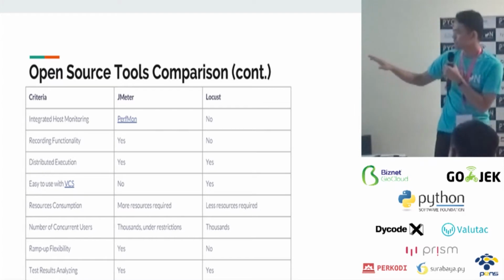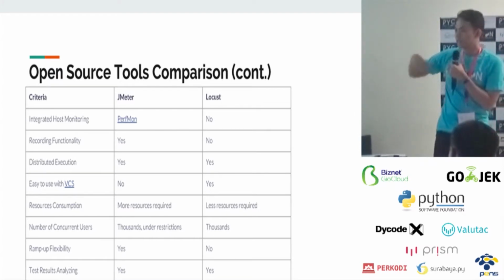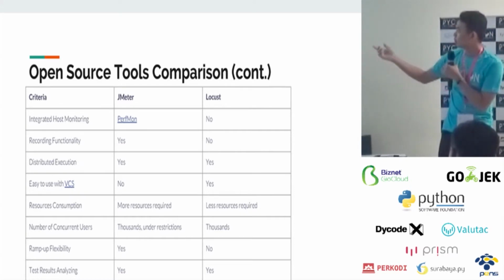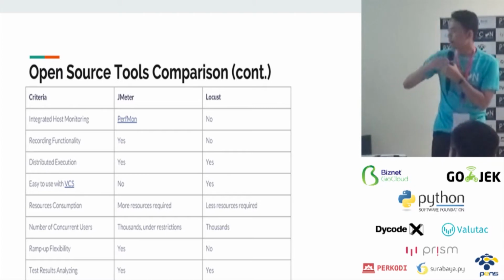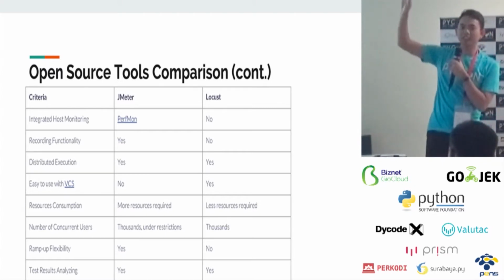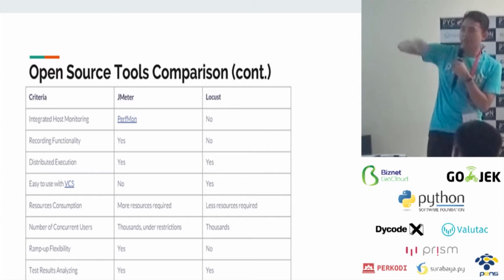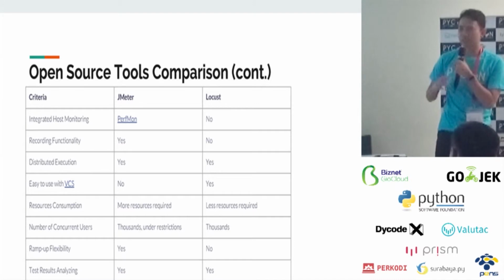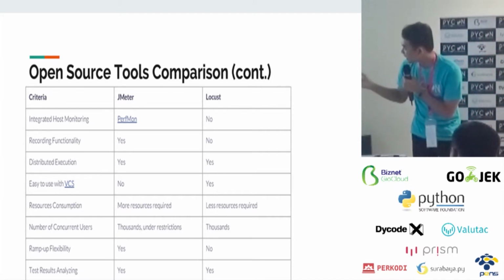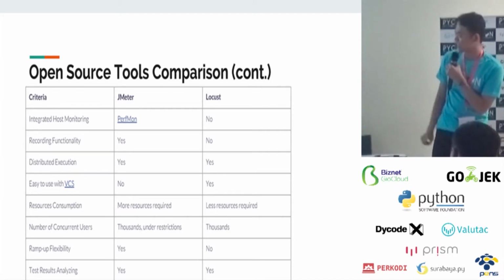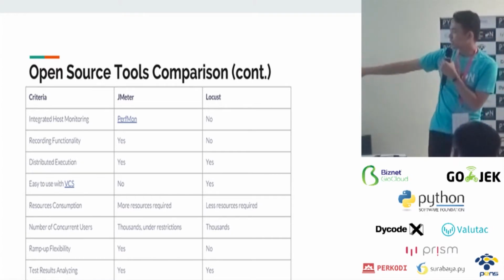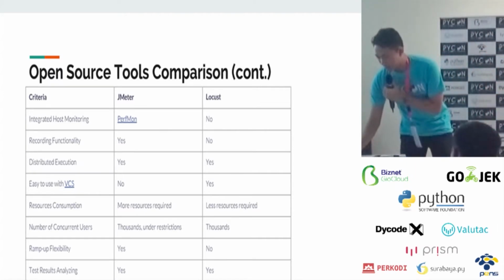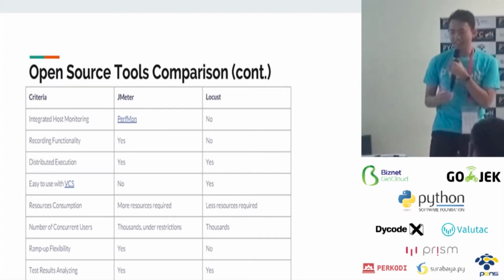And for the number of concurrent users, both can simulate thousands of users, but JMeter is bound to threads, while Locust is not. And for ramp up flexibility, if you want to create a ramp up function where your users ramp up, for JMeter it is very easy, but for Locust you need to do some tweaks. Lastly, in test results and analysis, both give the same functionality, but Locust is kind of limited.